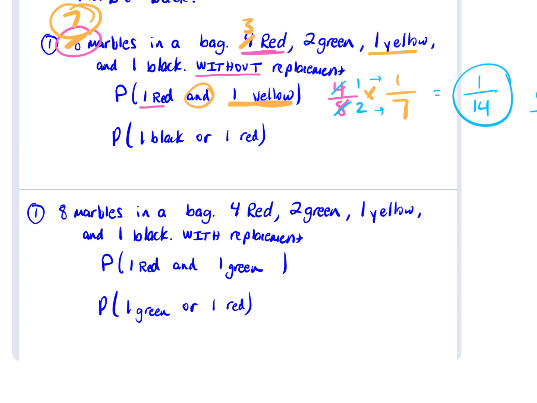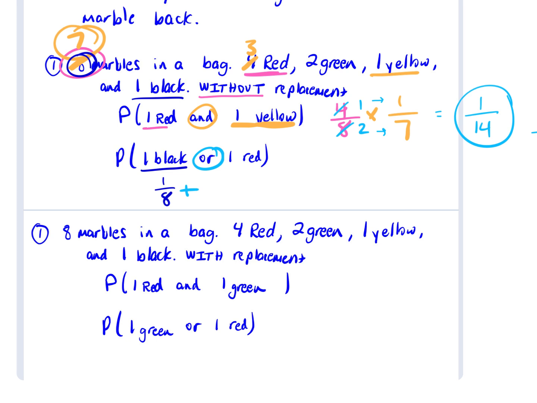Next, we want to find the probability of picking 1 black or 1 red marble. So 1 black marble, I've got 1 black out of 8 marbles total. So 1 out of 8. Or means that we add. So plus, now it's also without replacement. So I'm assuming that I picked a black marble and put it on the table. Now I have 1 less marble in the bag. So now I have 7 marbles and I have 1 less black one. So I've got 0 black now.